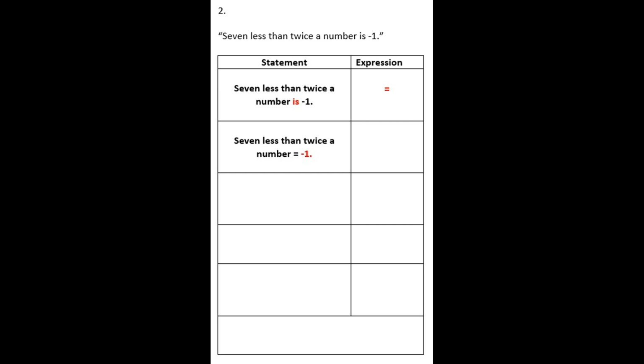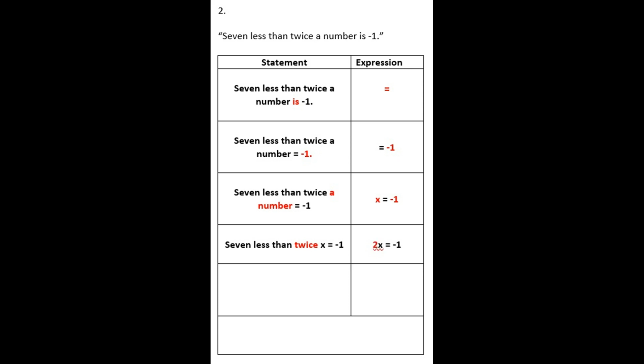And again, we're in the process of building this mathematic equation. All right. So we're not finished here. We just know that a piece of it says equals negative 1. So let's see. 7 less than twice a number. Let's use good old fashioned x. So we know x equals negative 1. Now, here's the rest of the phrase. 7 less than twice x equals negative 1.